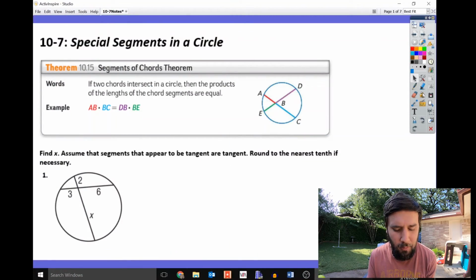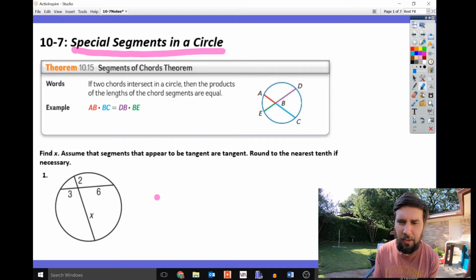Today we're going to be talking about special segments in circles. We already learned about all the special segments. We learned about tangents, secants, and chords. There are a lot of special segments. Well, how do these segments relate to each other when they intersect?